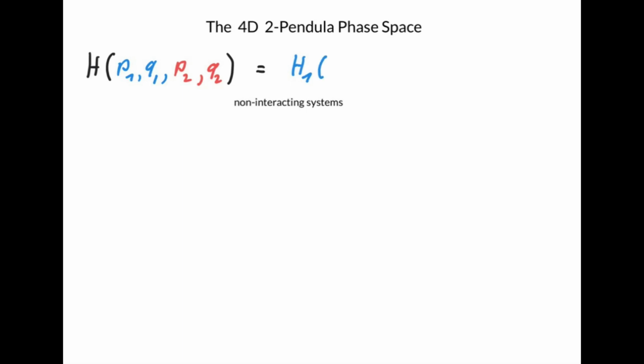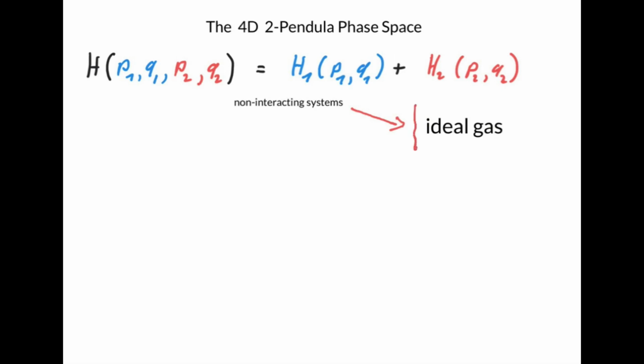Now if we consider that these two pendula don't interact, that means we are looking at non-interactive systems, then the total Hamiltonian is given by the Hamiltonian of the first pendulum only, which only depends on parameters of the first pendulum, plus the Hamiltonian of the second, with the parameters of the second pendulum only. In the lecture Statistical Physics 1, we will mainly consider non-interactive systems, and those are called the ideal gas.